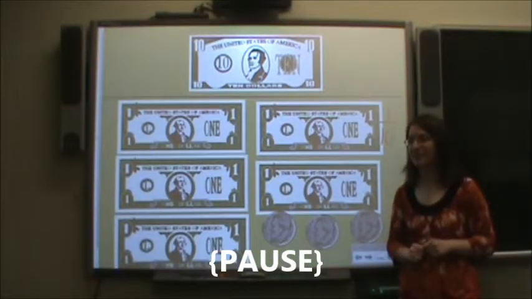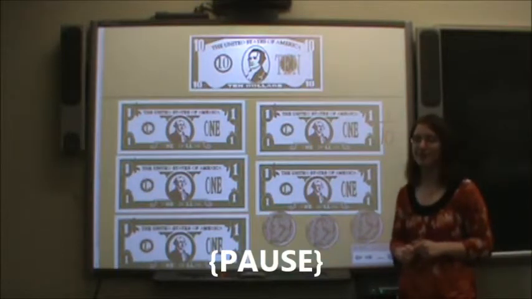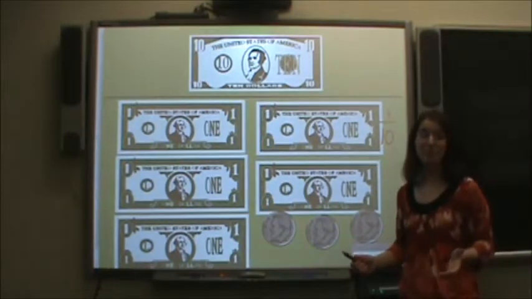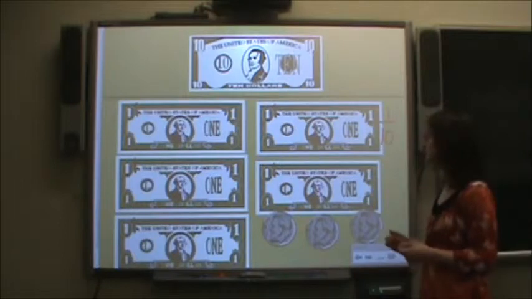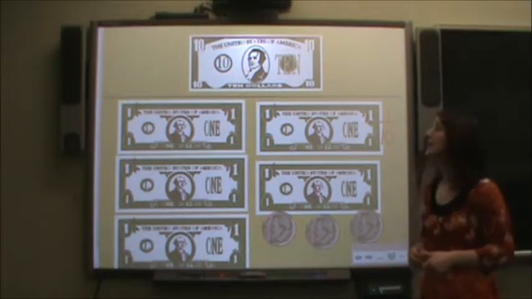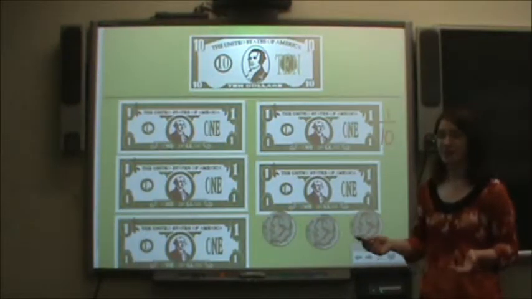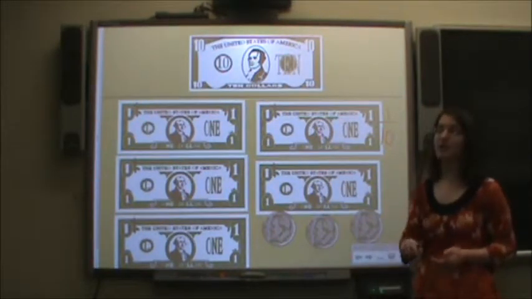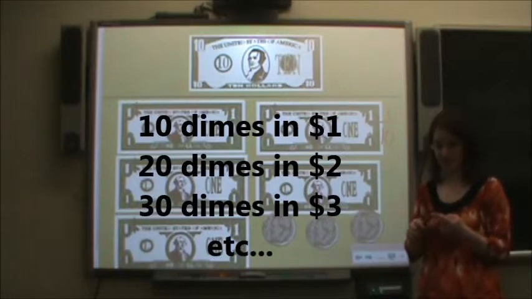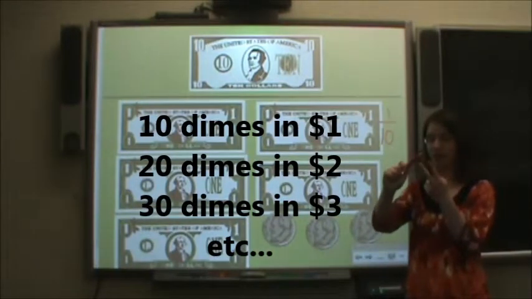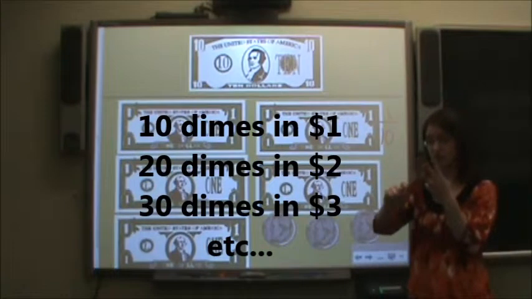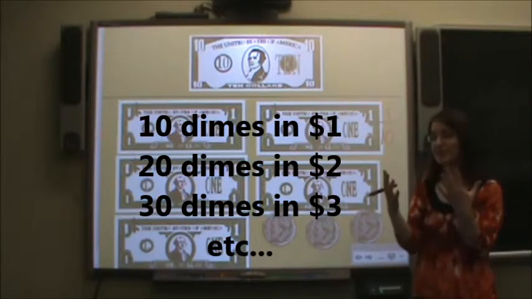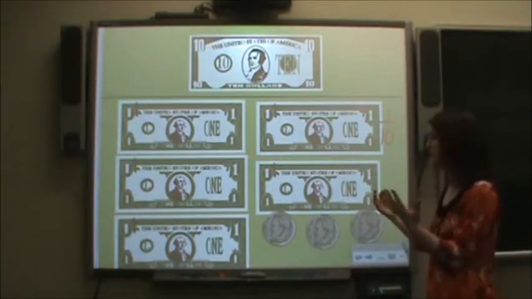Pause your video and try and figure out how many dimes there are in $10. I think you can do it. If you came up with 100, great job. That's true, there are 100 dimes in $10. And the way you can figure that out is that you know that there's 10 dimes in $1. And so then if you count by tens up to $10, so 10 cents in $1, 20 cents in $2, 30 cents in $3, all the way up to $10, you get to 100 dimes.